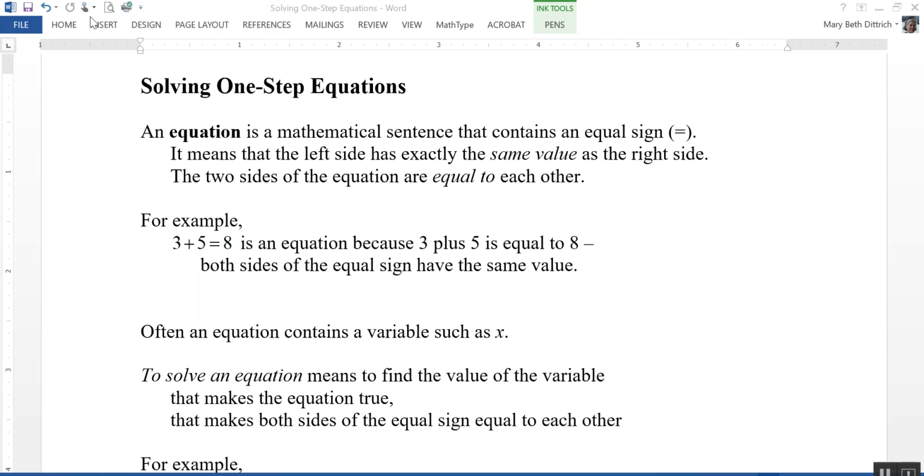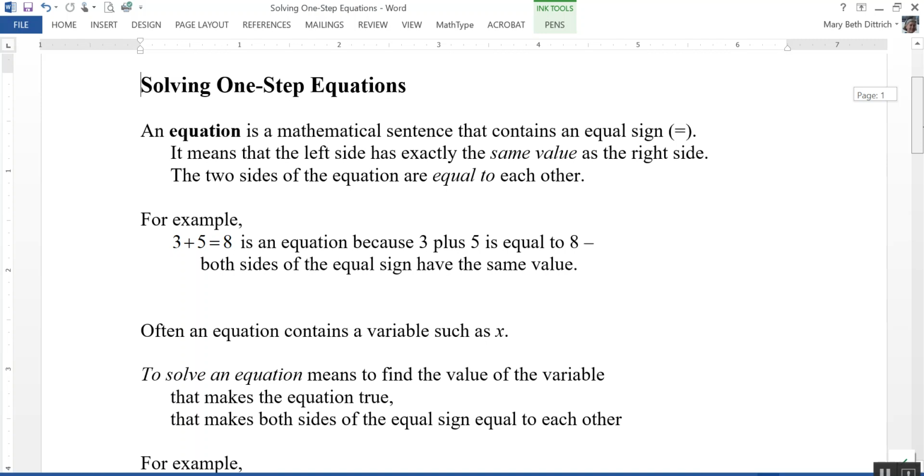So for example, 3 plus 5 equals 8 is an equation because 3 plus 5 is equal to 8. Both sides of the equal sign have the same value. Often an equation contains a variable such as x. To solve an equation means to find the value of the variable that makes the equation true. The value of the variable that makes both sides of the equal sign equal to each other.